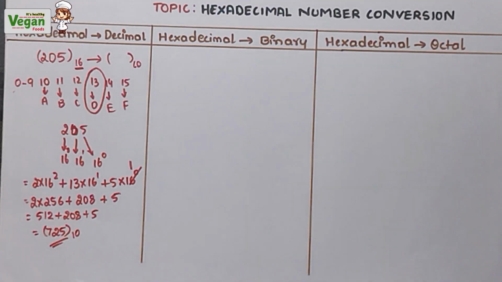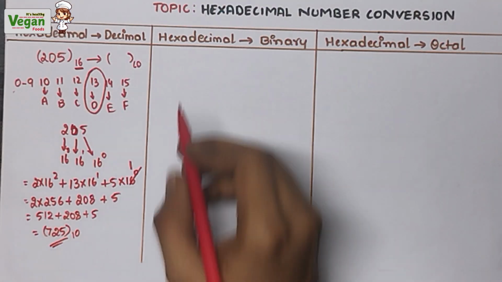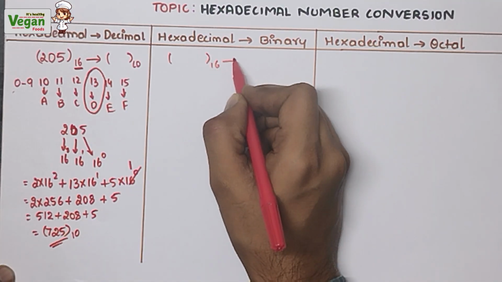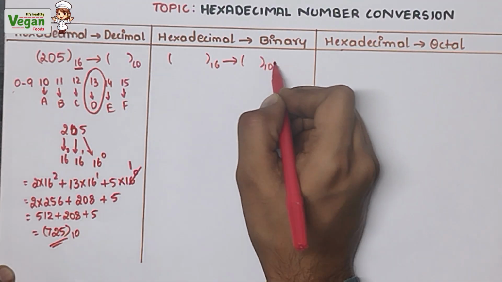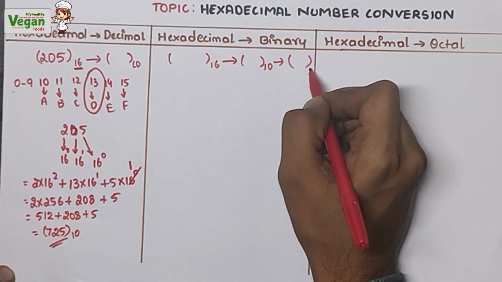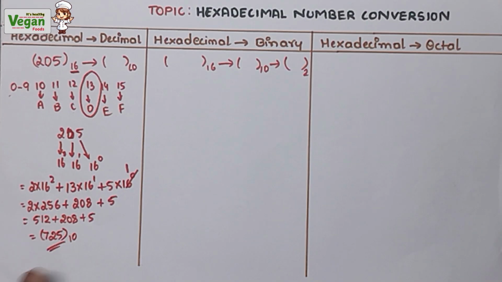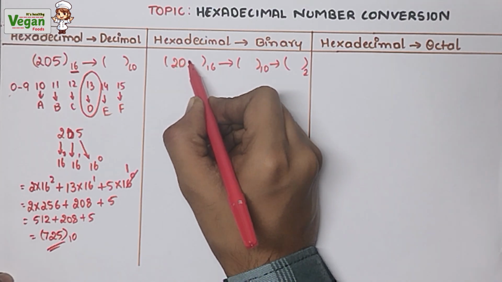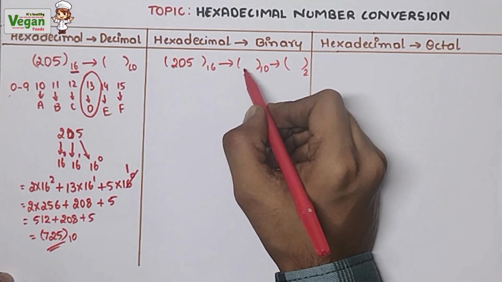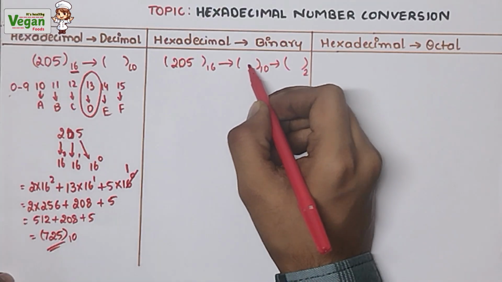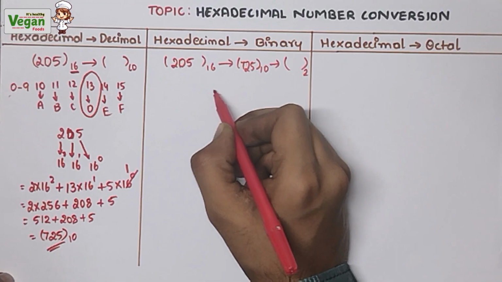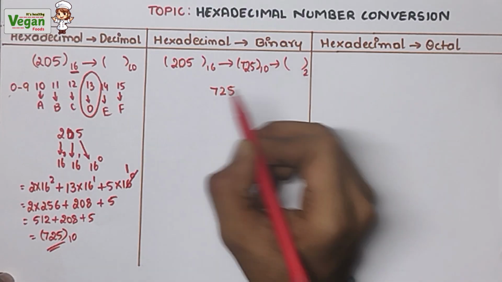Now let's convert the same hexadecimal value to binary. To convert the hexadecimal value to binary, first you must convert the hexadecimal value to the decimal value. Then from the decimal value you can convert to binary. Binary base is 2. So we have converted the hexadecimal to decimal. I said first convert the value to decimal, then you can proceed further easily. So the decimal value is 725. Now I must convert 725 to binary.